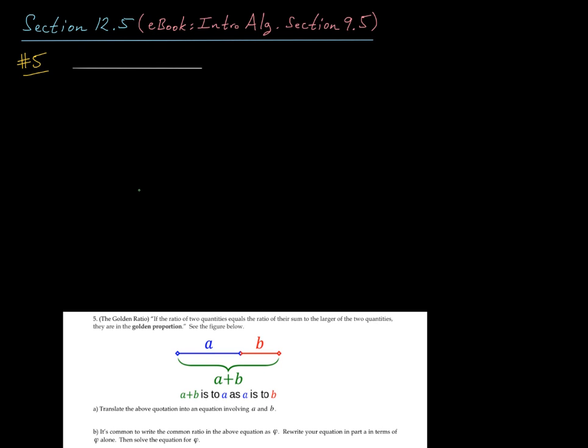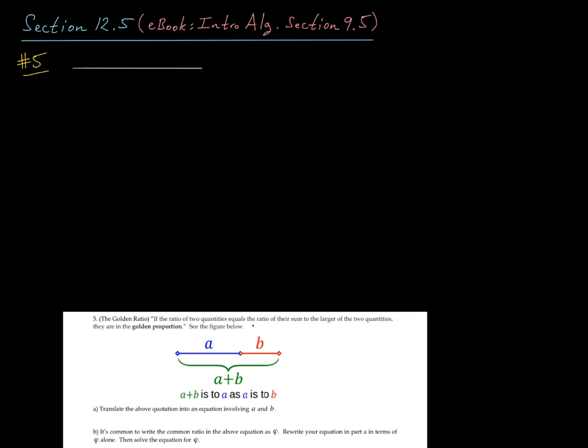Alright, in this last video in section 12.5, we're going to look at problem number 5, which is on what's called the golden ratio. And this says that if the ratio of two quantities equals the ratio of their sum to the larger of the two quantities, they are in the golden proportion, also known as the golden ratio. And see this figure below.